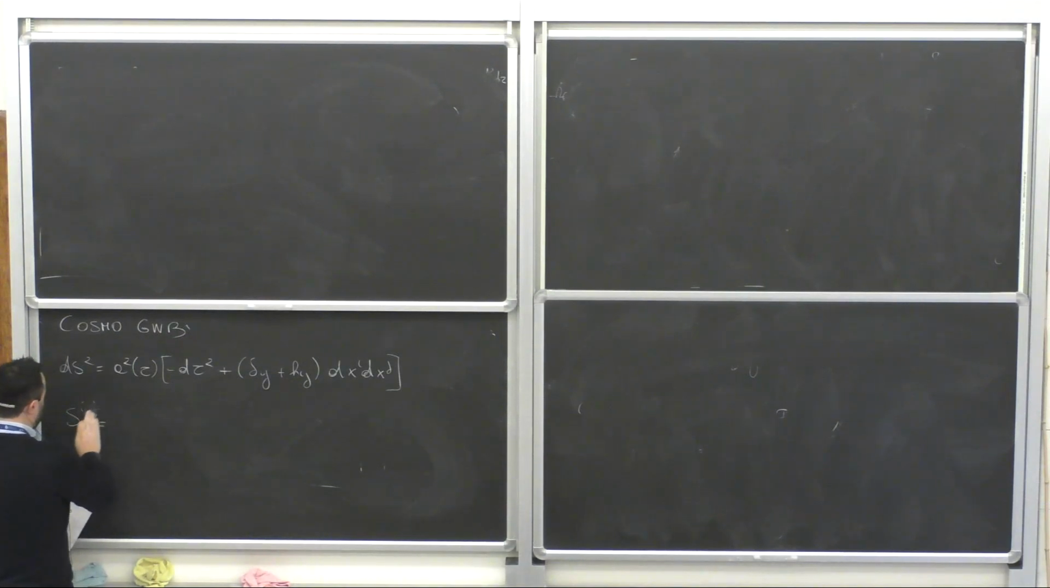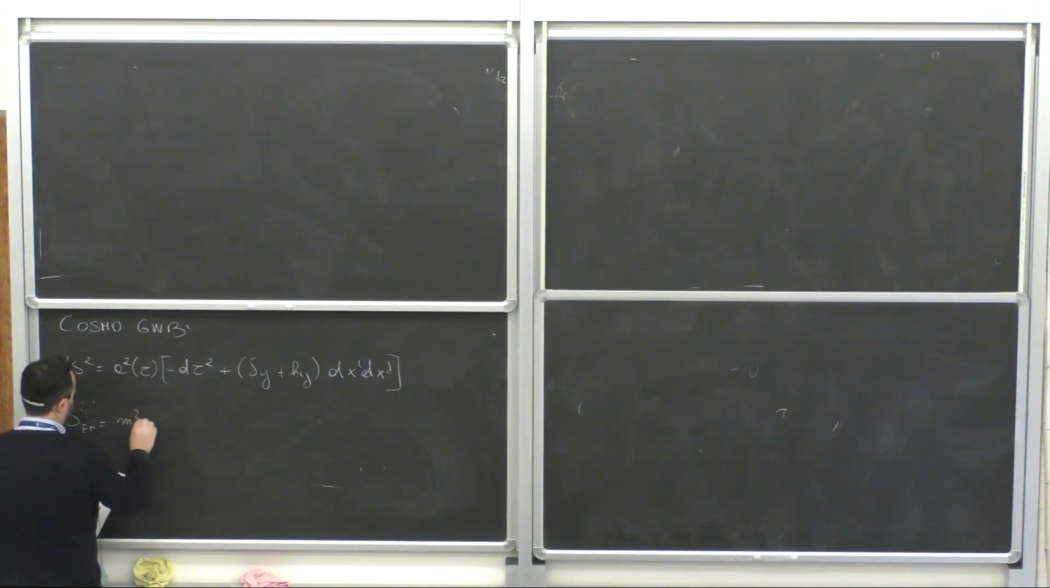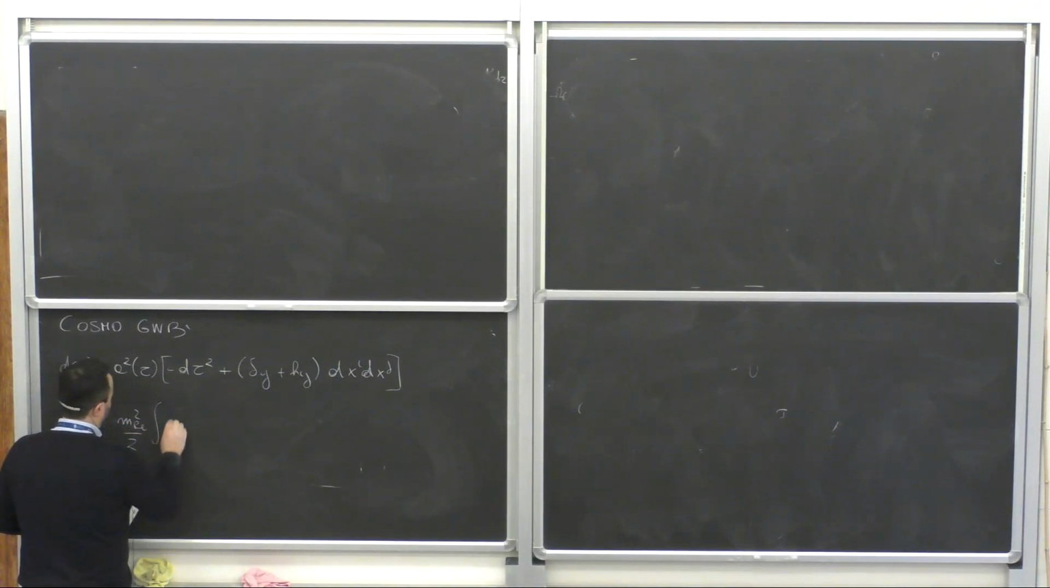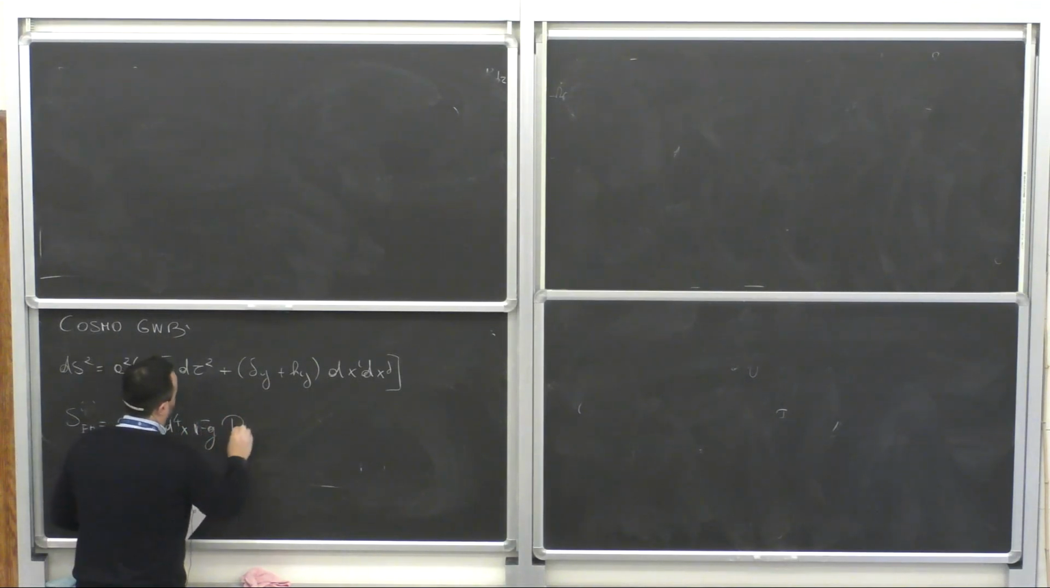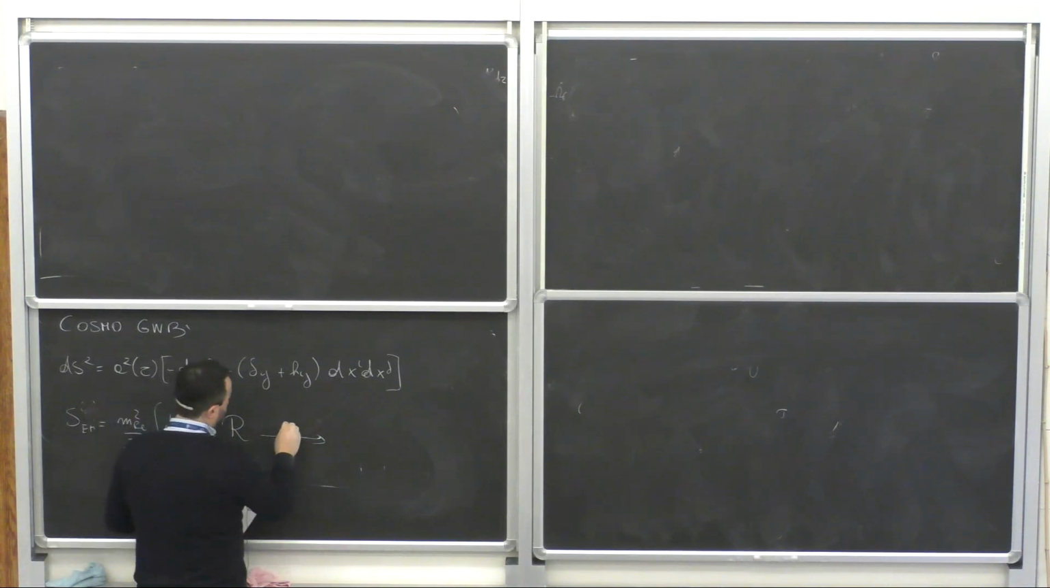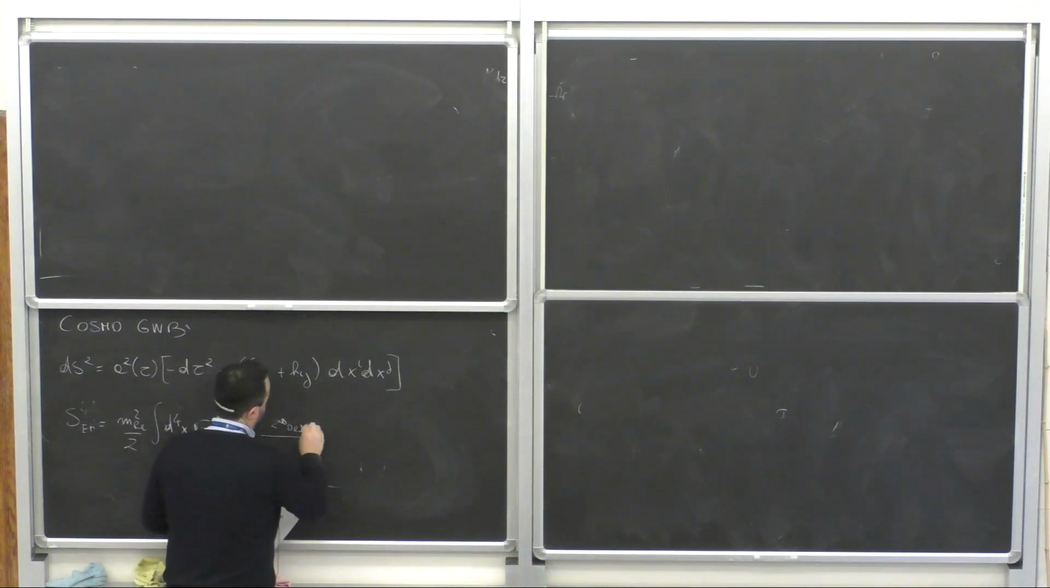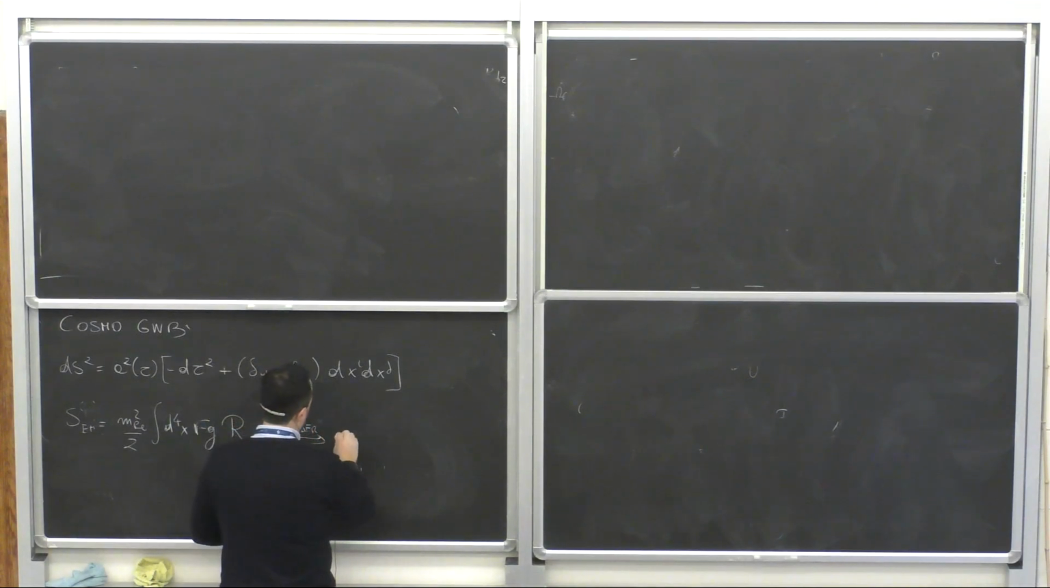So if you take the Einstein-Hilbert action, let's take this other approach today. You perturb this Einstein-Hilbert action at second order. You keep just the tensors.